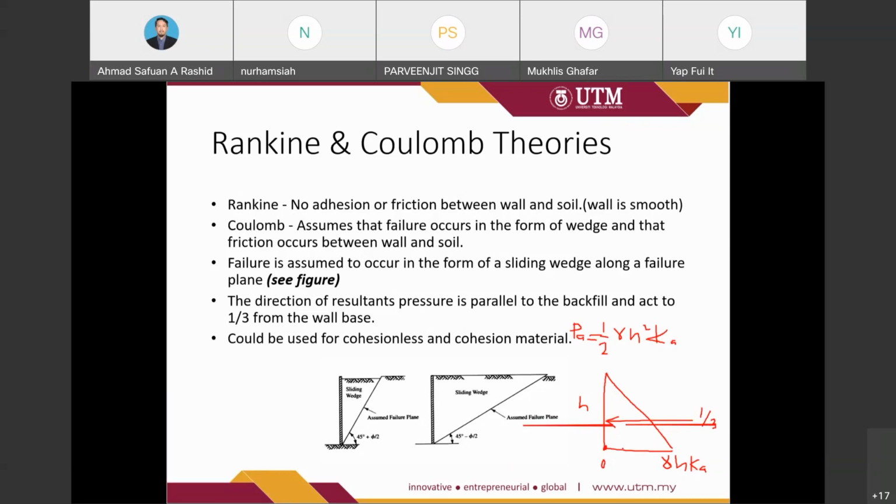So for example, if it is a multi-layer of soil, we could not directly use this equation. We need to draw, or determine, the distribution diagrams. From there we need to get the area, and from the area we may need to determine the moment in order to get the line of action. So this is only for a single layer of soil. However, for our discussion, we rely on a single layer of soil only.